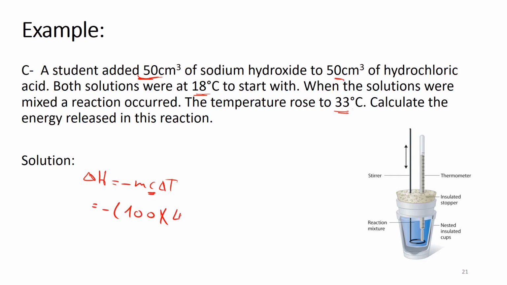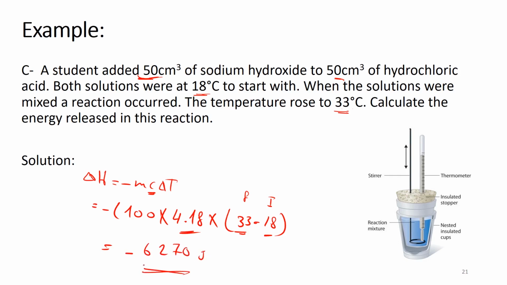And the C, we said that the specific heat capacity of the acid and base, we assume it to be the same as the specific heat capacity of water, and the temperature change would be equal to 33 minus 18. Again, the final minus the initial. You have to remember final minus initial. This would be equal to minus 6,270 joule. This amount of energy was released due to this neutralization reaction.